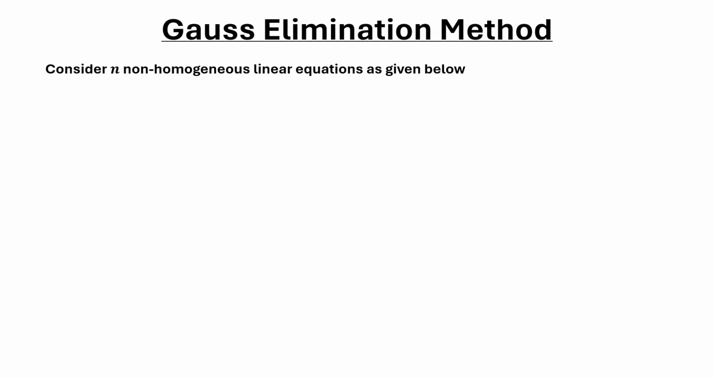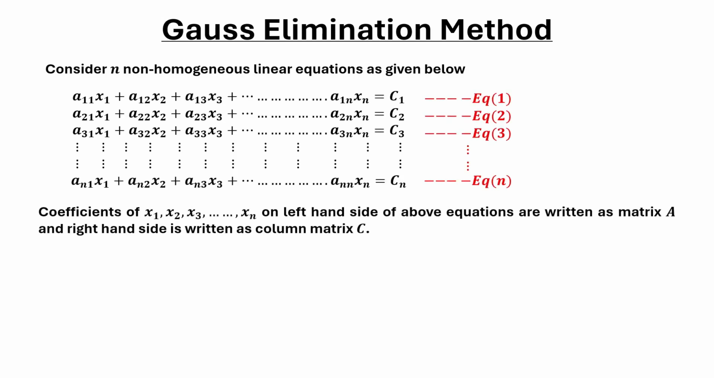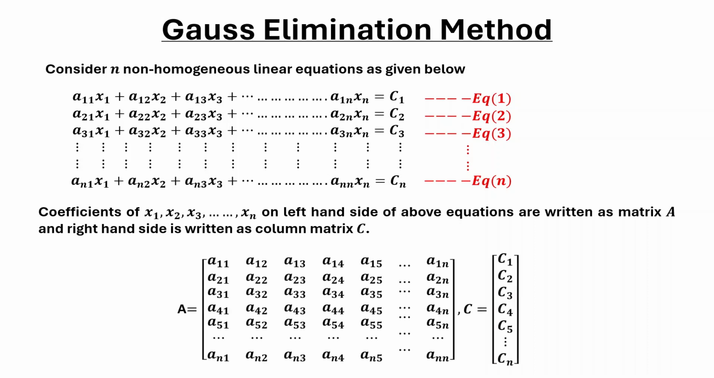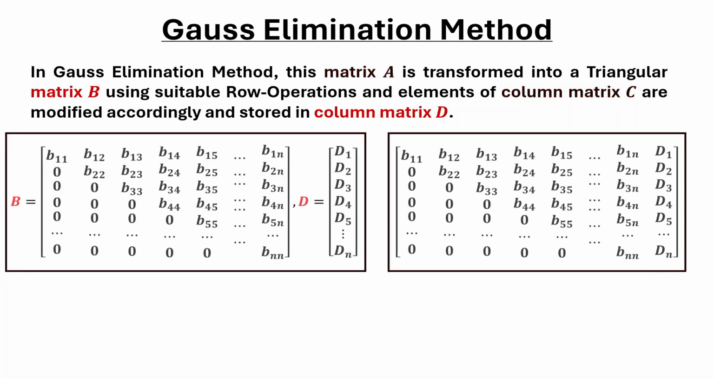Consider n non-homogeneous linear equations as given below. Here coefficients of x1, x2, x3, xn on left hand side of above equations are written as matrix A and right hand side is written as column matrix C. In Gauss elimination method, this matrix A is transformed into a triangular matrix B using suitable row operations, and elements of column matrix C are modified accordingly and stored in column matrix D.